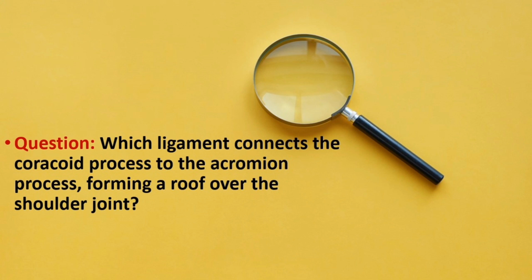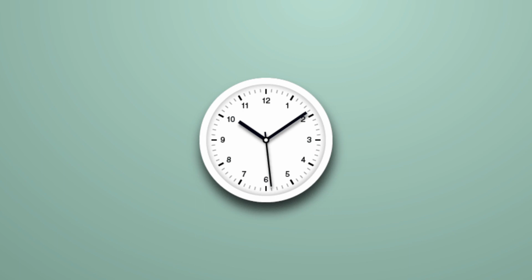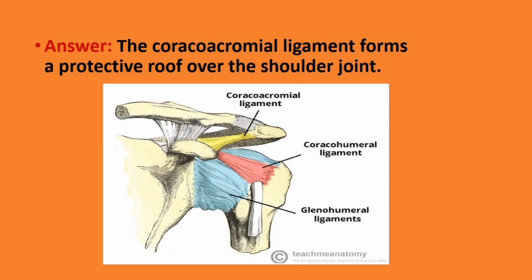Question 9. Which ligament connects the coracoid process to the acromion process, forming a roof over the shoulder joint? The coracoacromial ligament forms a protective roof over the shoulder joint. Coracoid plus acromial process equals coracoacromial.